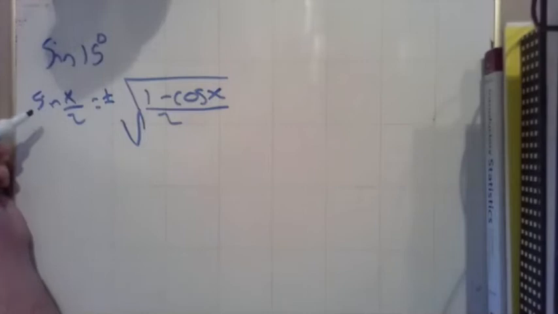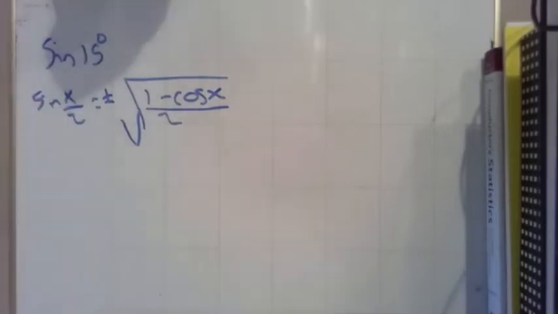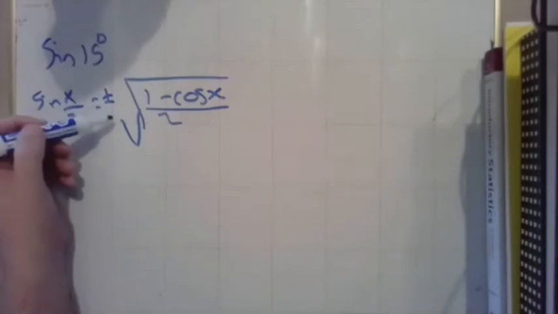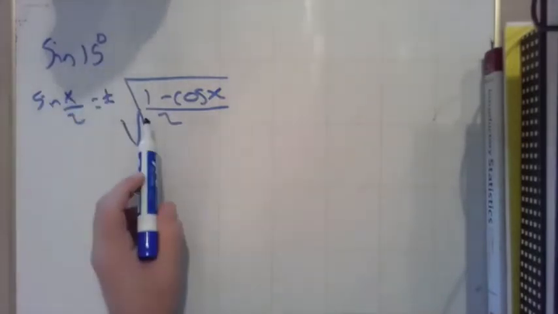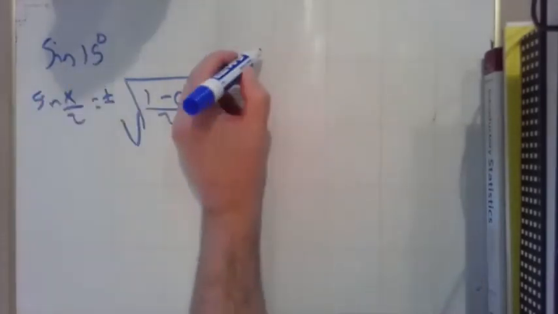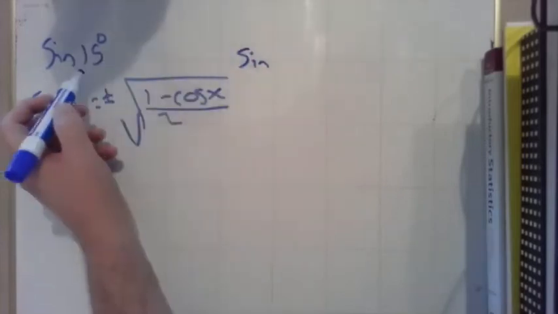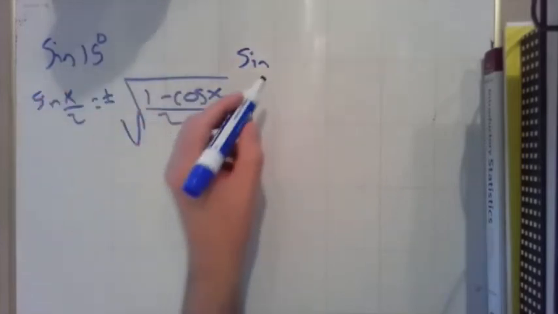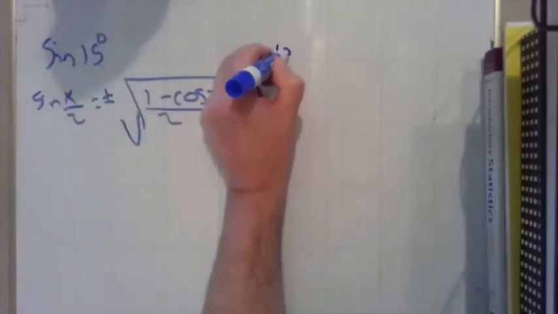Okay, so this is our formula. Sine of x over 2, half of somebody you already know, is plus or minus. You have to use your knowledge of trig functions to figure out whether you want the plus or minus. The square root of 1 minus cosine of x over 2. So I want to figure out sine of 15 degrees. So I have to look at 15 and go, wait a minute, 15 is half of 30.